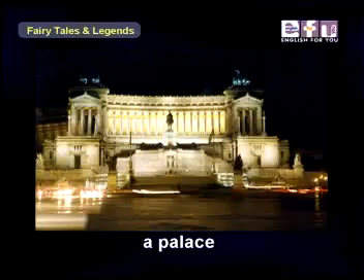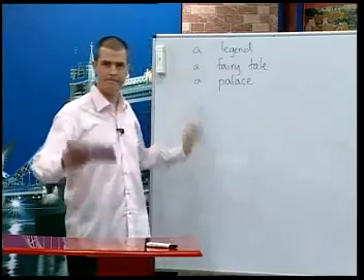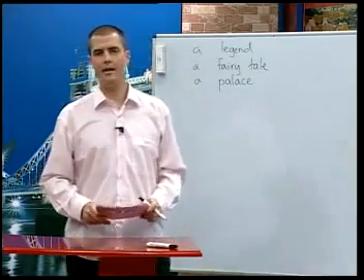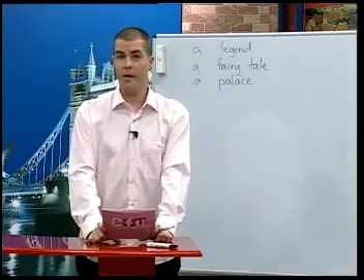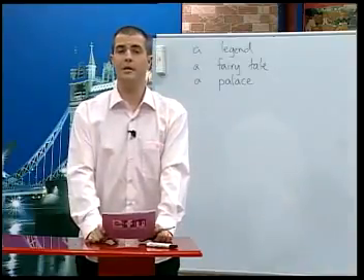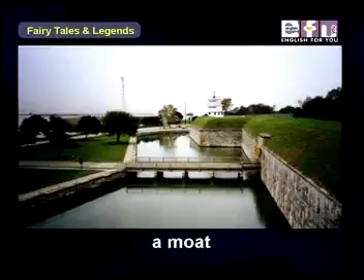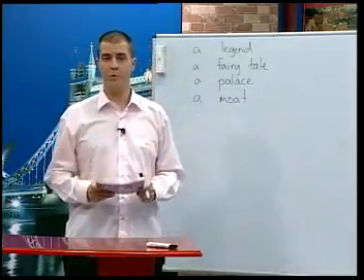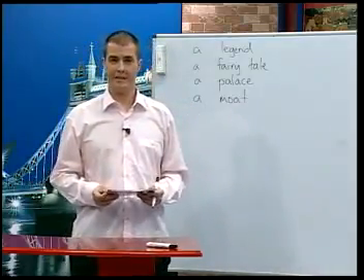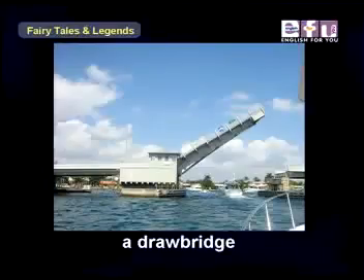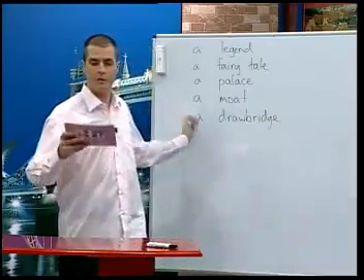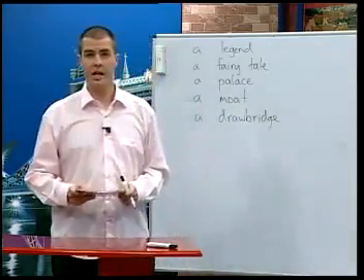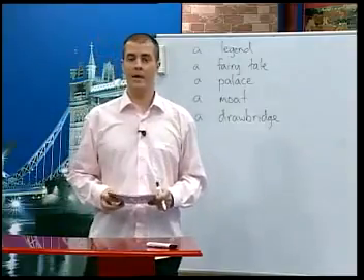A palace. A palace is a large, grand house where a king and a queen live. It's similar to a castle. A moat. A moat is a deep, wide hole filled with water. It's used for defense. A drawbridge. Well, a drawbridge is a bridge that can be pulled up to stop people from entering a castle.